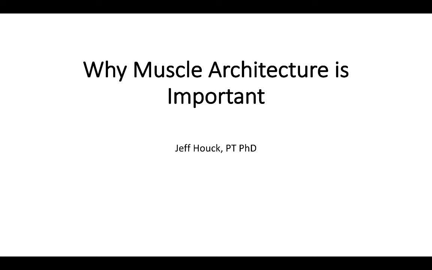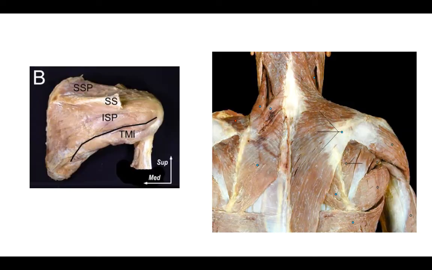Okay, so what we want to talk about is why muscle architecture is important. If we look at these two pictures here, this is a picture of the back, the superficial muscles, and we can see the trapezius here. We can see the muscle fibers attached to the tendon along the spine and up here in the neck, and then run really full length to their insertions. So the muscle fibers are uninterrupted and fairly long, especially here in the lower trap.